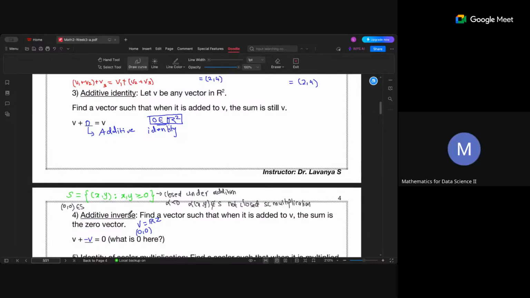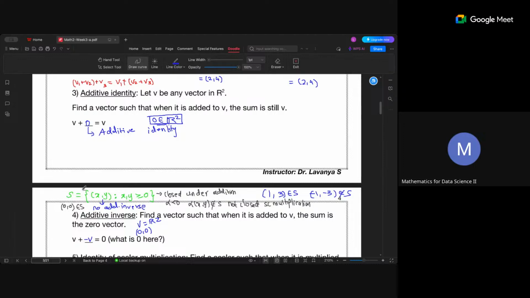What about additive inverse? If you take any vector, does it have an additive inverse? No. For example, if you take 1 comma 3, this belongs to S, both are non-negative. But what is the additive inverse for this? Minus 1 comma minus 3 does not belong to S. So this set has no additive inverse.